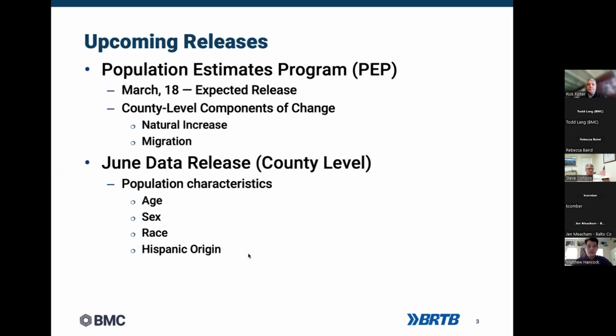As I was saying, with the population estimates, we do have an expected release coming out in mid-March that will include updated components of change. So we'll be able to see our natural increase and more up-to-date migration numbers for estimates there. We're also going to have a June data release, which is going to show us population estimates by age, sex, race, and Hispanic origin.